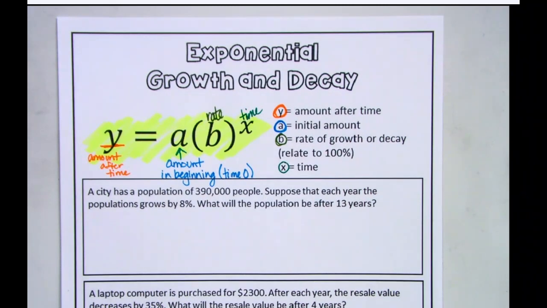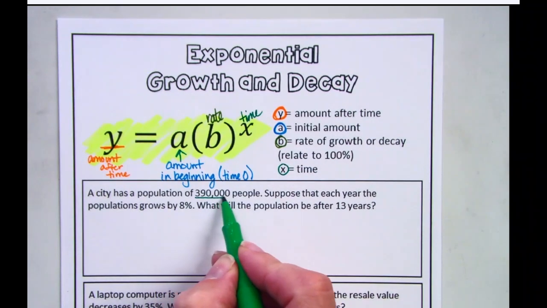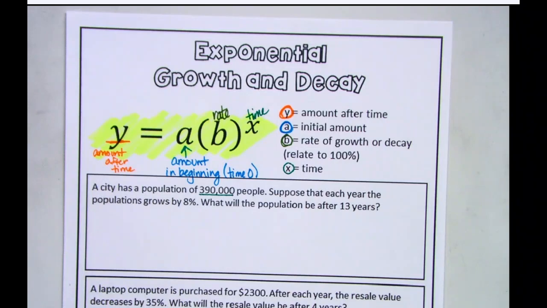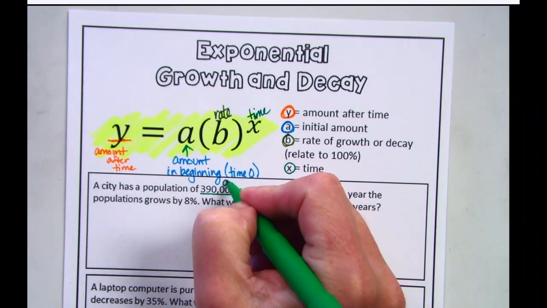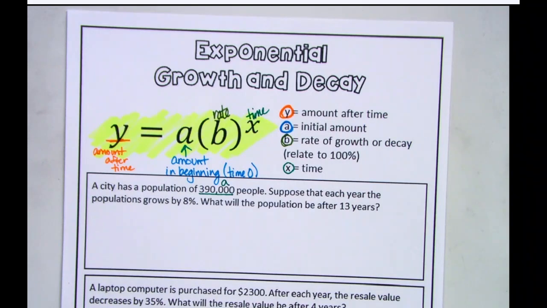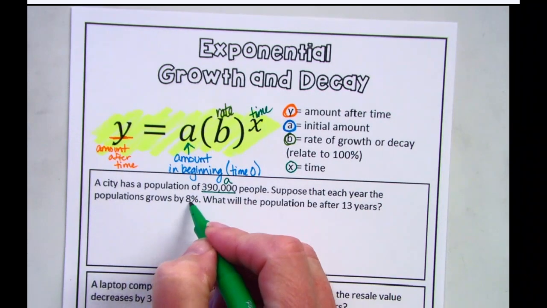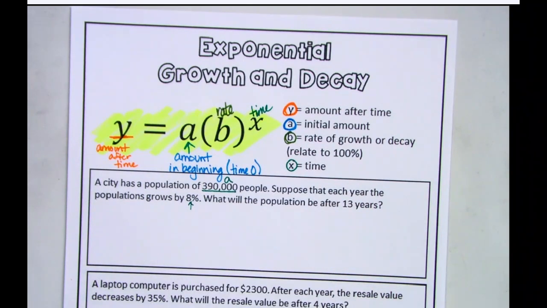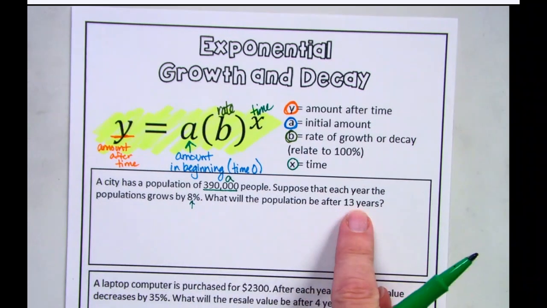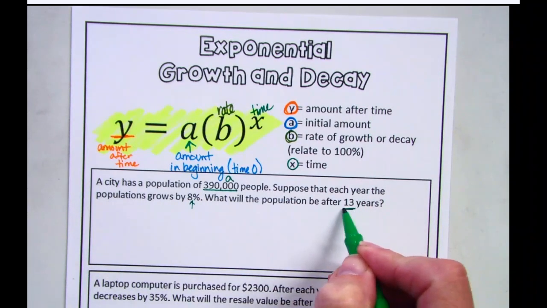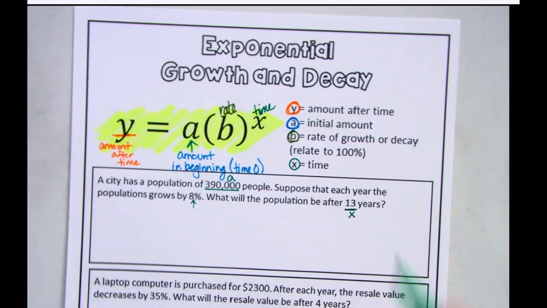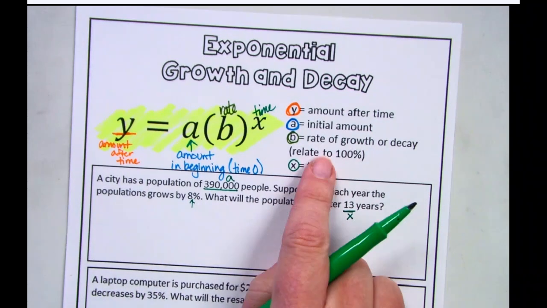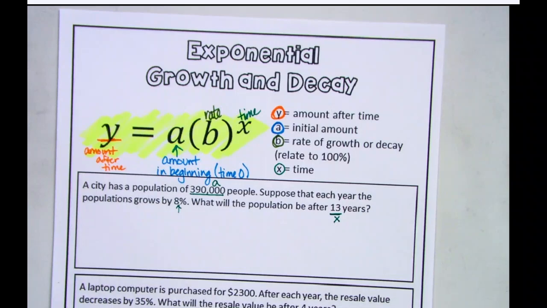So, a city has a population of 390,000 people. What's that one? A. Suppose that each year the population grows by 8%. What's that? B. Almost. It's almost B. We're going to talk about that in just a second. What will the population be after 13 years? What's this one? X, because that's our time, right?